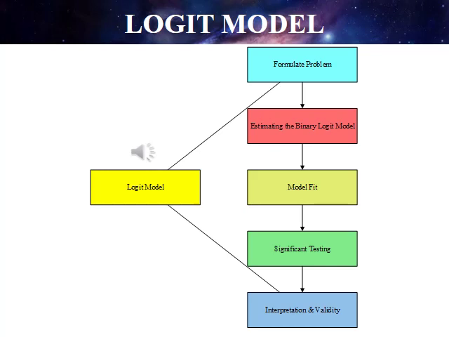The data preparation for running OLS regression, logit, and probit models are similar in that the dependent variable is coded as 0 or 1. The steps involved in conducting binary logit analysis are: formulate the binary logit problem, estimate the binary logit model, determine the model fit, test the significance of individual parameters, interpret the coefficients, and validate.